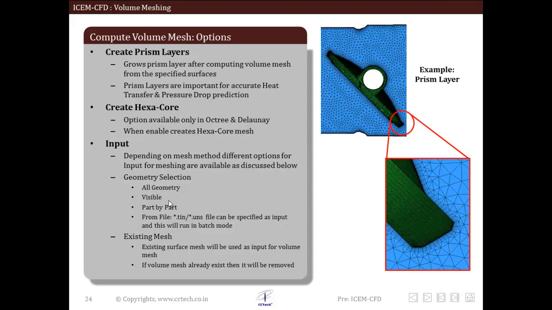If surface mesh is already created, then it is saved as .uns file and this can be selected as input. This saves time as it is not necessary to open the surface mesh file to create volume mesh.